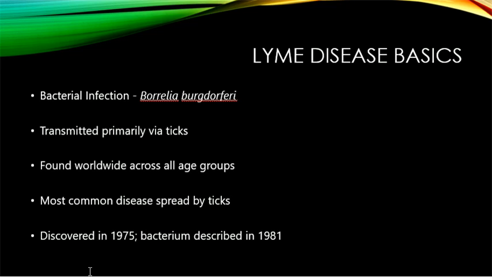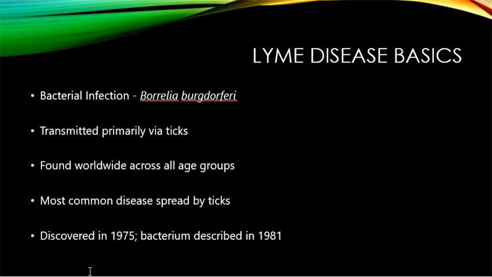Lyme disease is a zoonosis. It's transmitted to humans basically by ticks. The ticks are feeding on small mammals and birds. Again, these are Ixodes ticks.